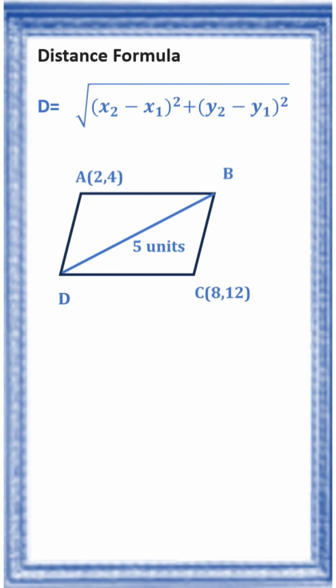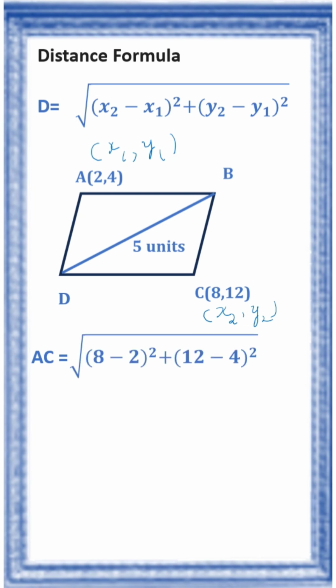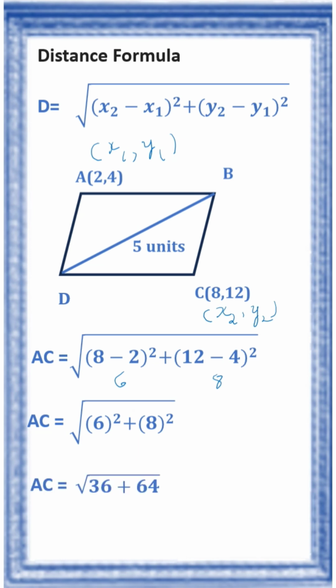Now let us substitute the values. This one is x2, y2, this one is x1, y1. AC is equal to square root of 8 minus 2 the whole square plus 12 minus 4 the whole square, which is equal to 8 minus 2 is 6, 12 minus 4 is 8. So 6 square plus 8 square. 6 square is 36, 8 square is 64. If we add 36 and 64, we get AC is equal to square root of 100, that is 10 units.